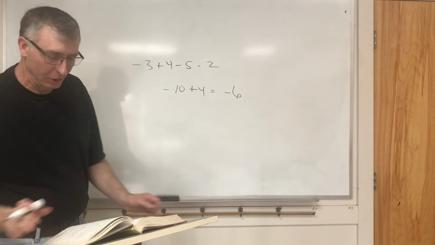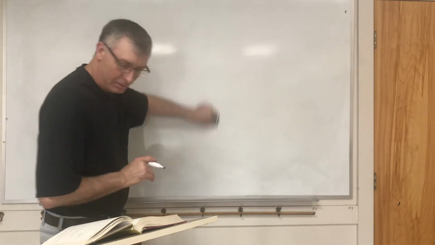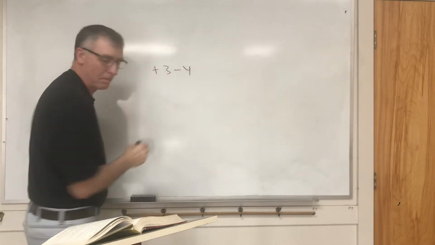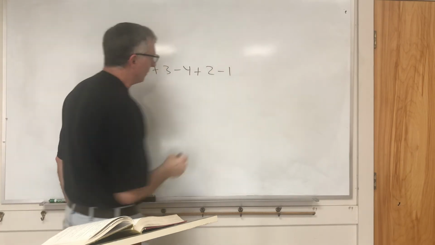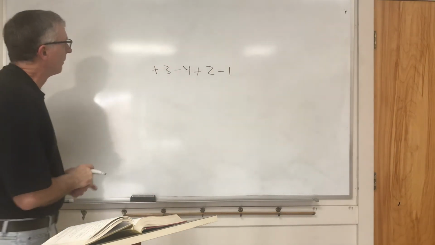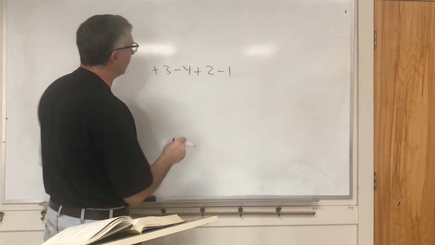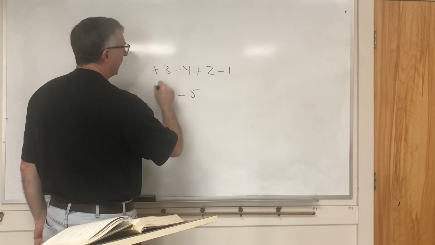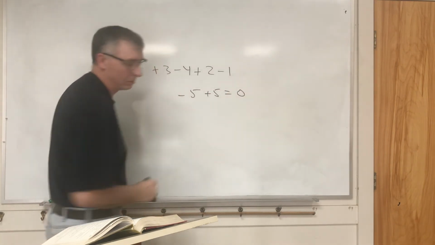Let's look at example 2. Positive 3 minus 4 plus 2 minus 1 plus 2 minus 1. Okay, so let's combine our negative numbers. And so I have a 4 and a 1, so it's a negative 5, and a 3 and a 2, which is a positive 5, and so this is equal to 0.